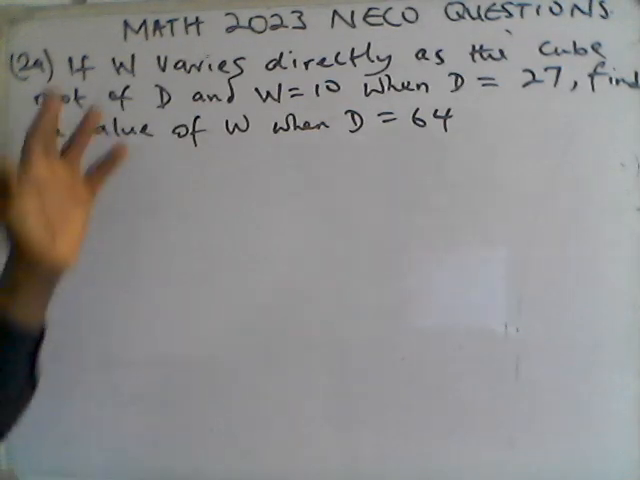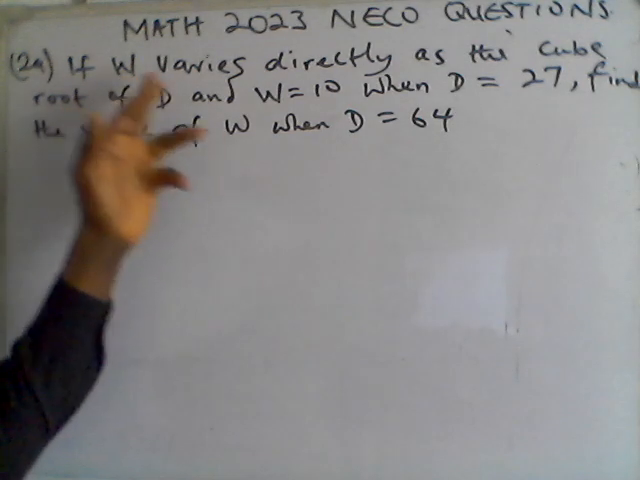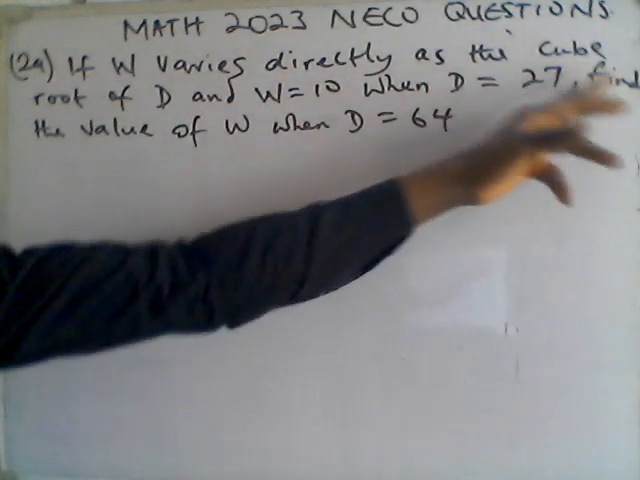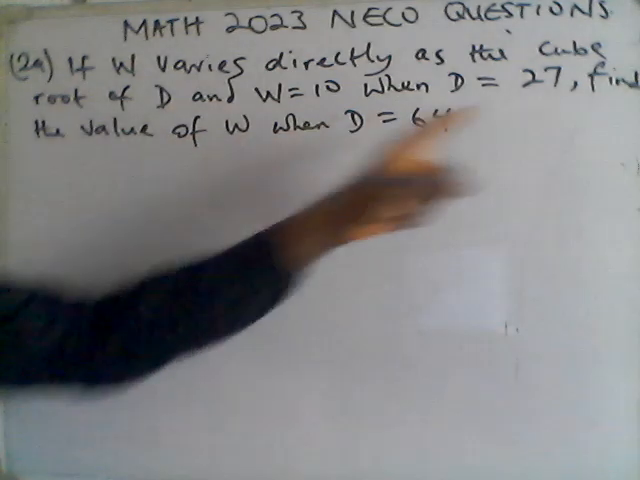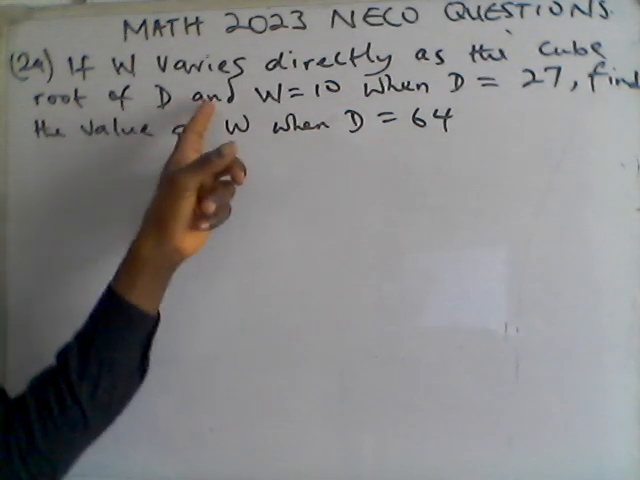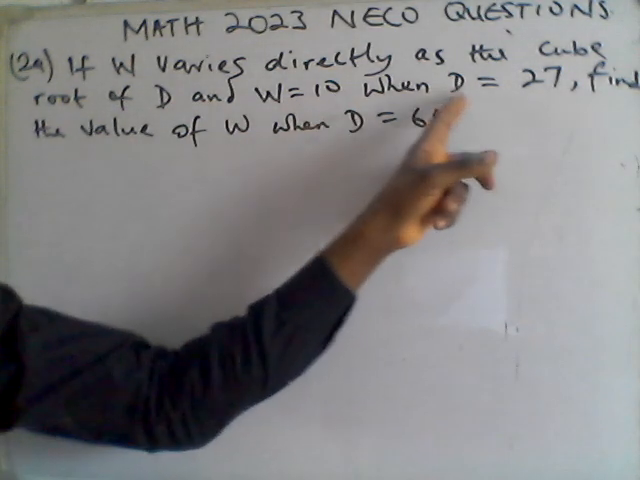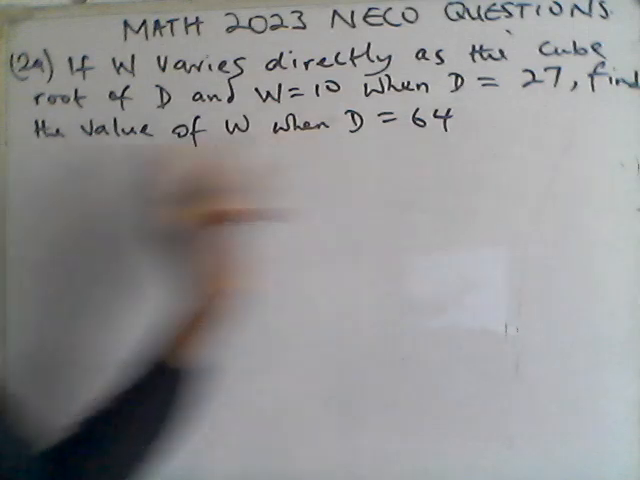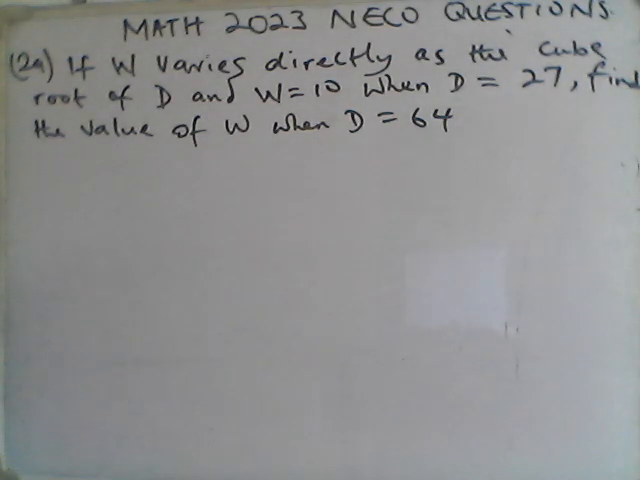Okay, so I have here, say w varies directly as the cube root of d, and w is equal to 10 when d is equal to 27. Find the value of w when d is equal to 64. The first thing we'll do, we know that this is what we call direct variation.